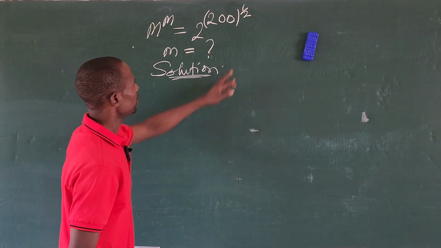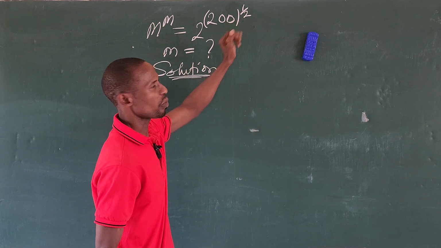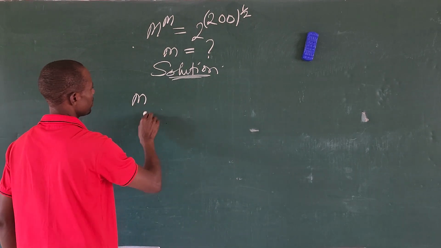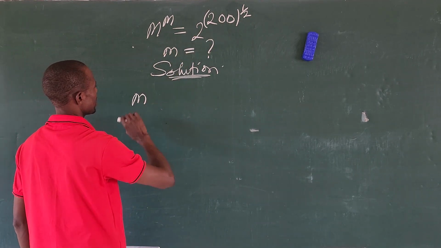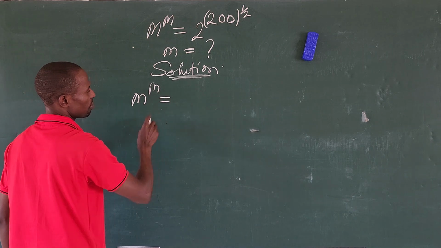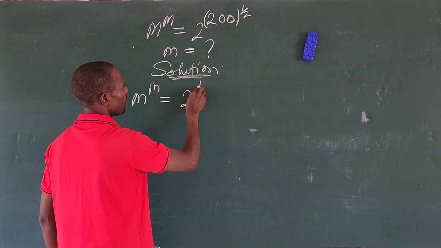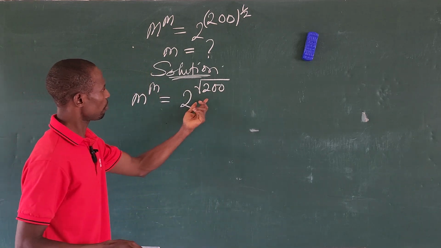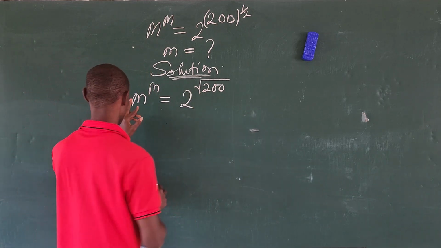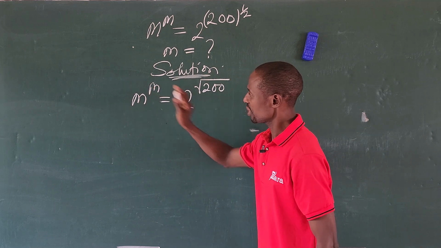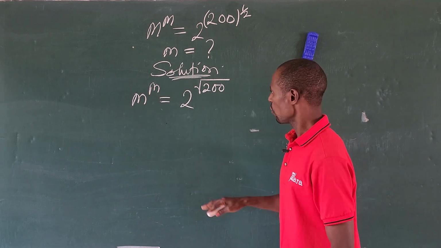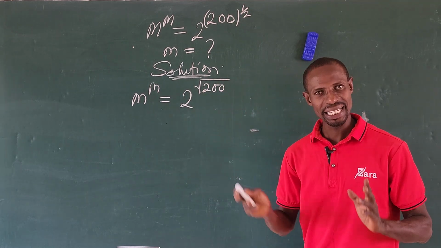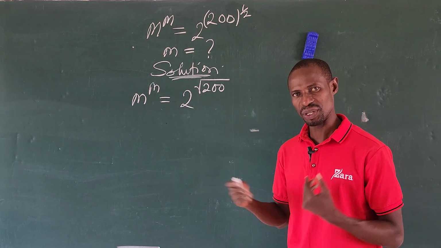All right. Now, if you check this, this is a square root. So we can rewrite the expression on the right-hand side. We have m to the power of m equals 2 to the power of 200, right? Good. Now, because we are having m raised to its own self, we think of working on this side of the equation to get a number or an expression that will be raised to itself.